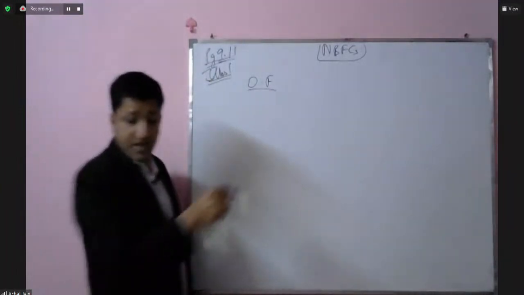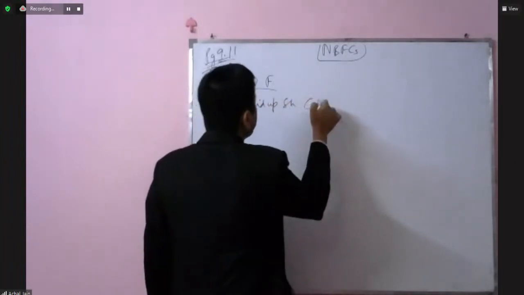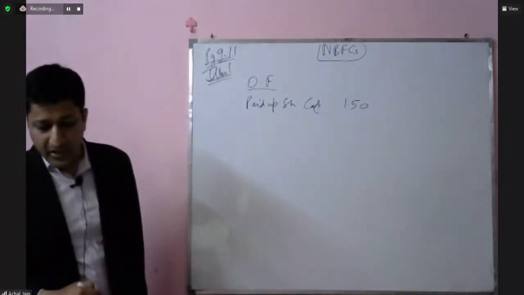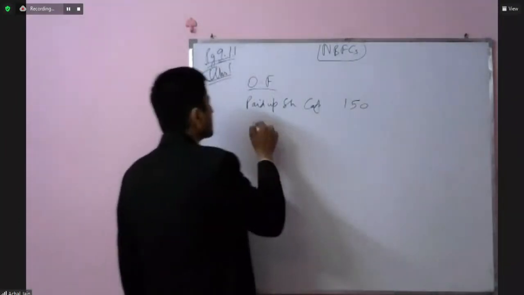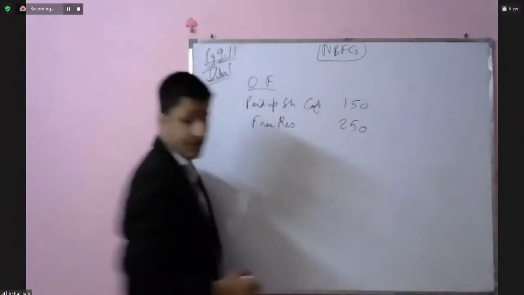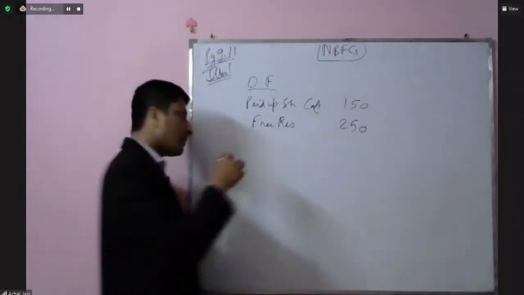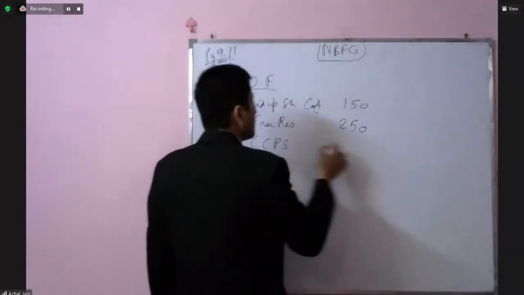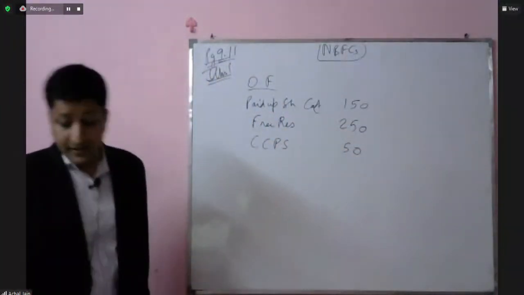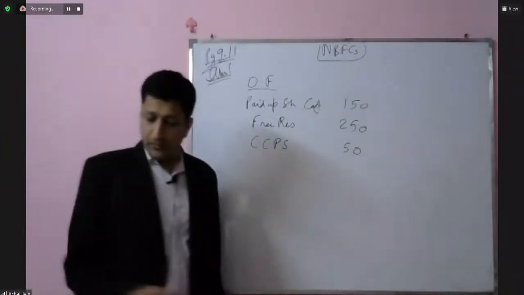That will be paid up share capital, 150 lakhs. Then free reserves. Will it go? Yes. Free reserves, 250 lakhs. Compulsorily convertible preference shares. Of course, because this is no less than the pure equity. Then revaluation reserve. Will it go to own fund? No. So this will not form part of own fund.